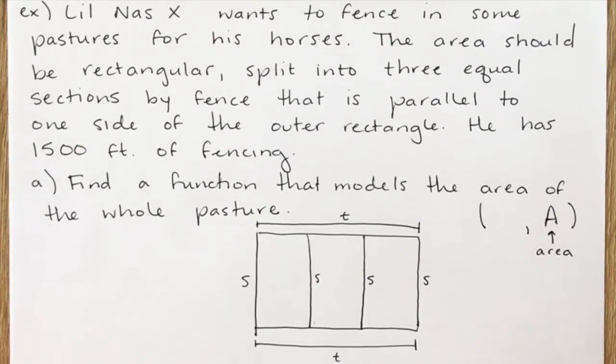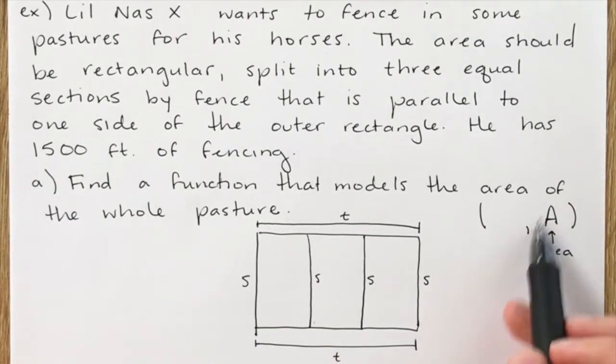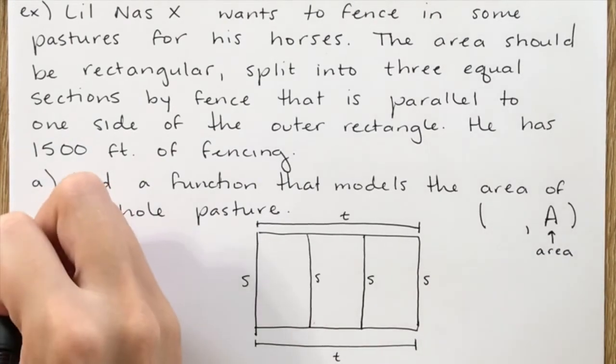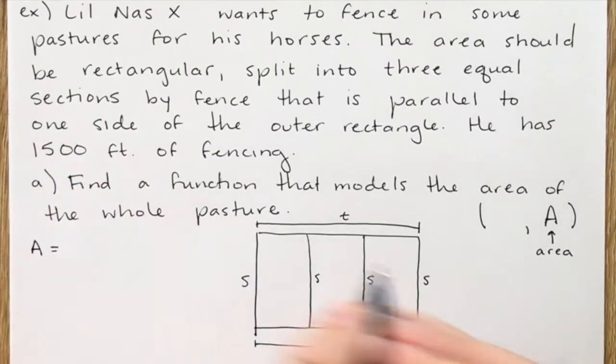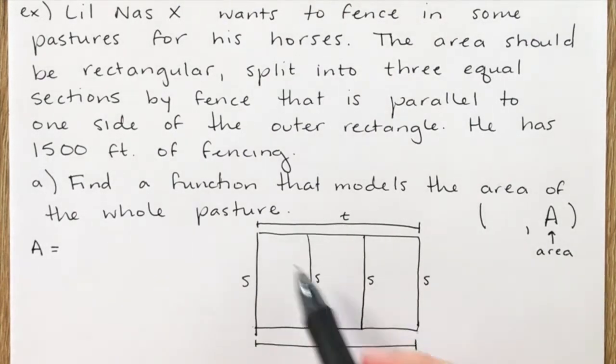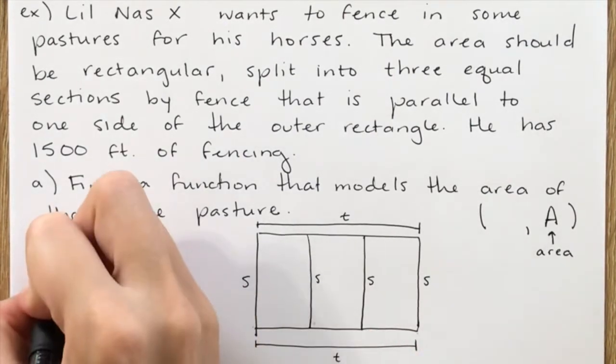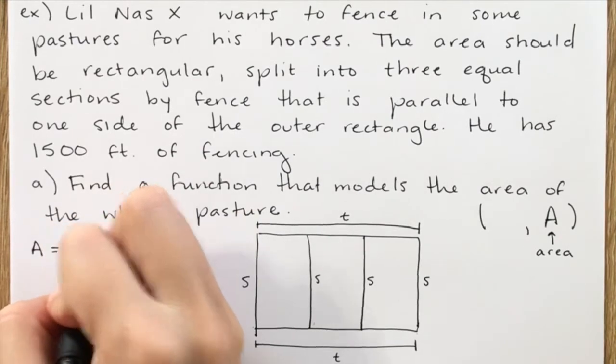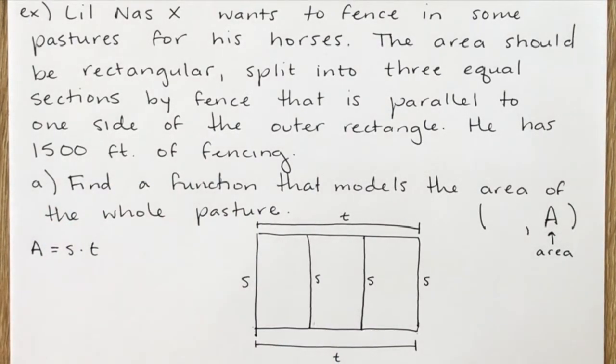Okay, so let's write our function for area. We know that area is equal to the length of the side times the length of the other side. So we have S and T. So A is S times T, right? Base times height. We need to get rid of one of these variables. We do that by writing another equation.